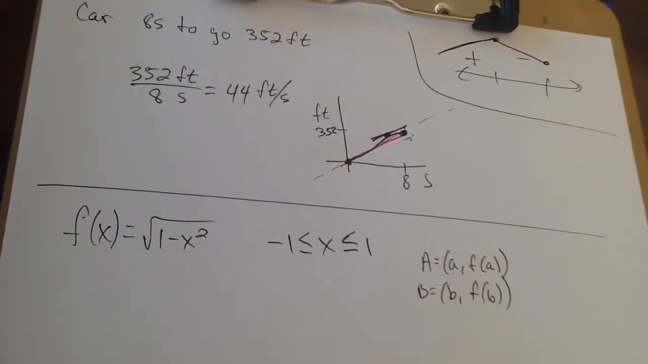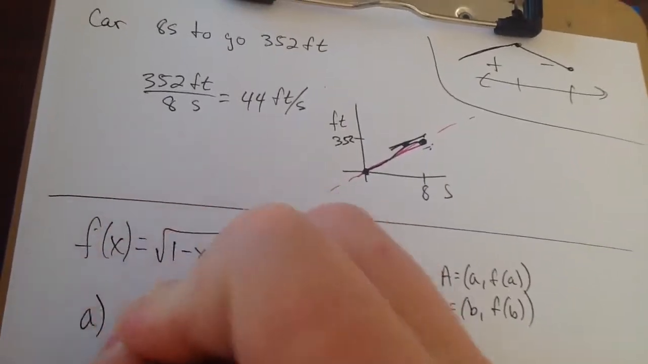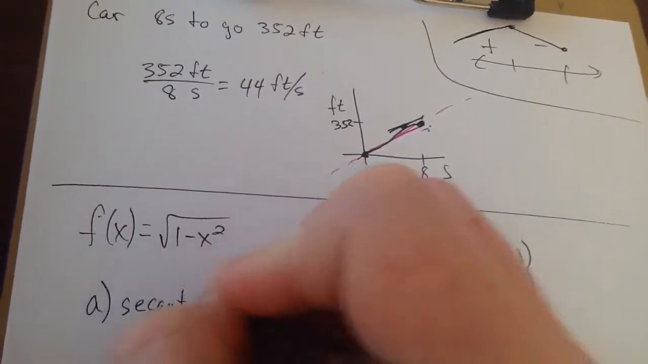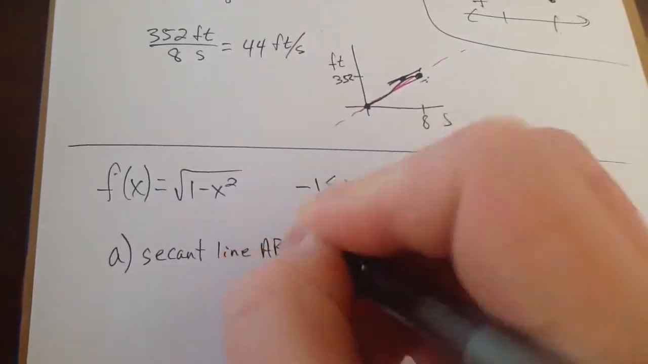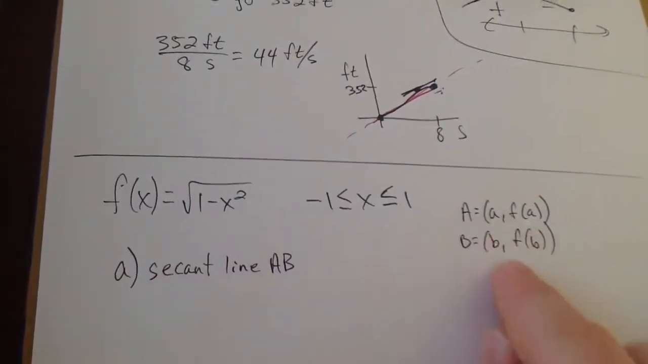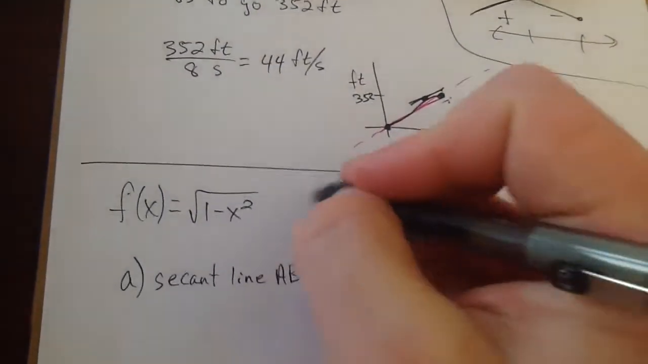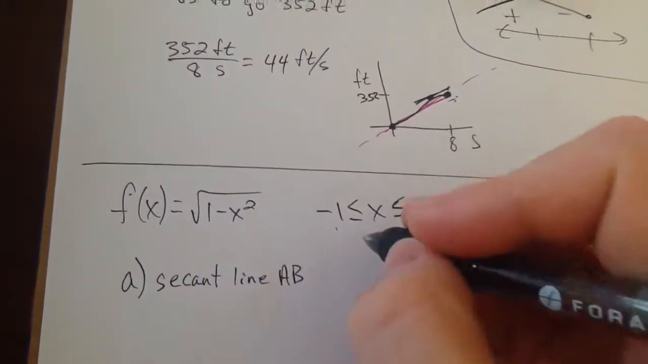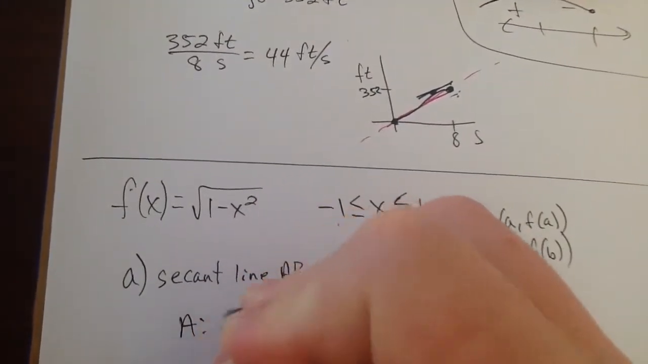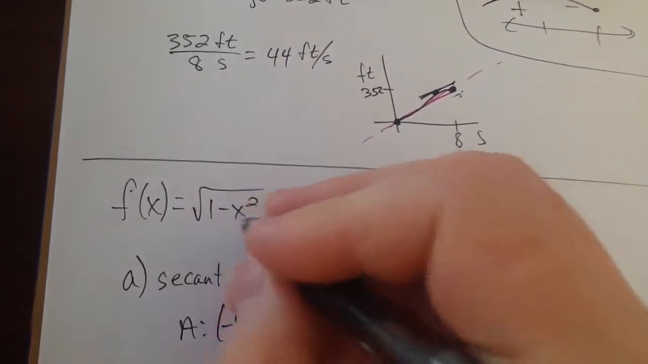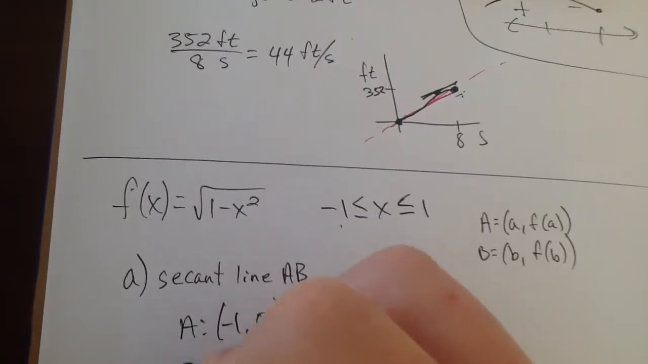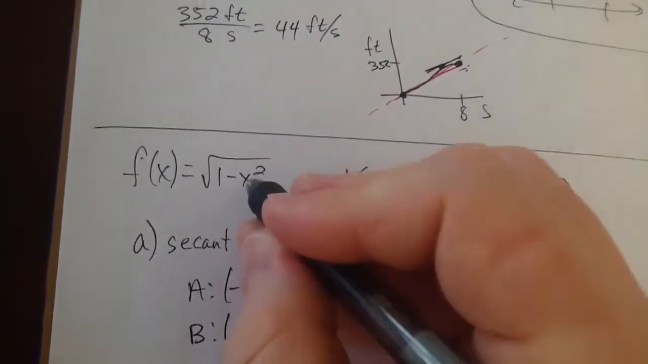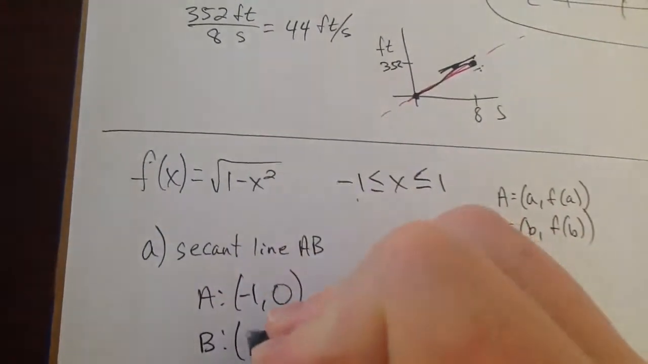So find the equation of the secant line. Remember, secant line just means a line through 2 points. So it's just the equation of the line through those 2 points. Right, there's 1 point. So your point A would be -1, comma, whatever. Plug it in, -1 squared is 1, 1 minus 1 is 0. Point B would be, plug it in, 1, oh hey, it's (1, 0).